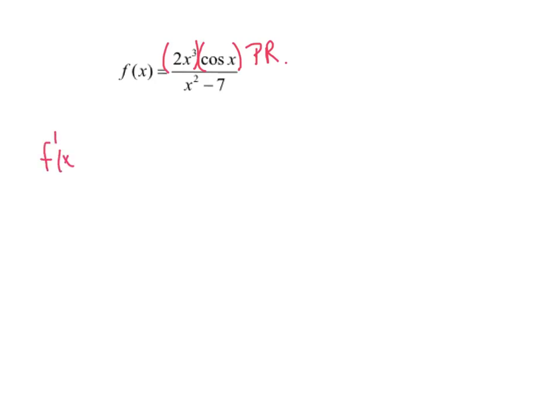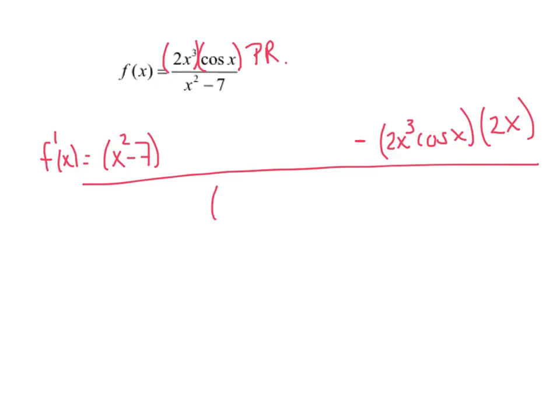So f prime of x equals low d high, and that's where it's ugly, so I'm going to leave a space there, minus high d low, all over low squared. Okay, so now I'm going to go back and take care of that ugly part.